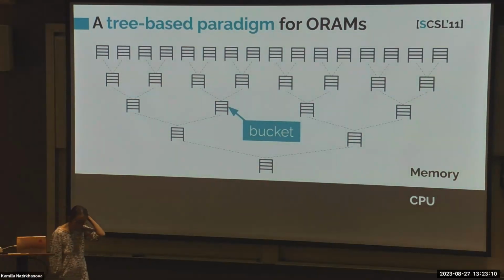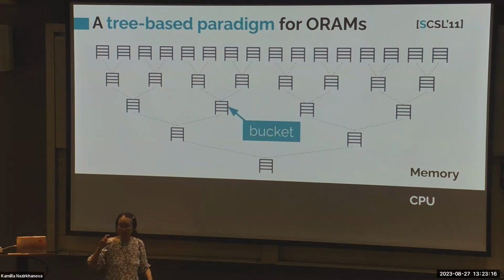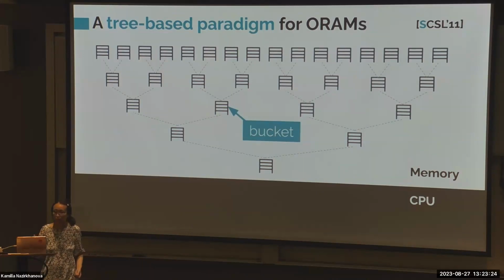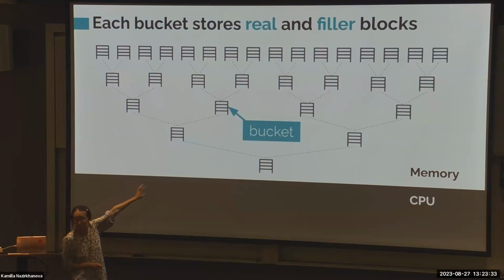So we propose a tree-based framework for constructing ORAM. Essentially, there's a tree. Every bucket has a constant number of slots, and in every bucket, we store both real blocks and dummy blocks. The real blocks encode data, but the dummy blocks are just there for security. Actually, I'm calling them filler blocks rather than dummy blocks. The filler blocks are just there for security.